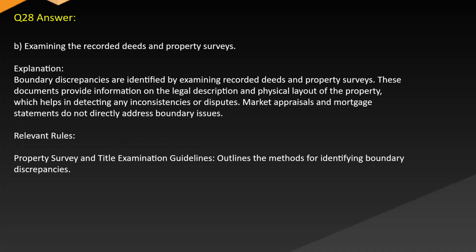Answer: B. Examining the recorded deeds and property surveys. Explanation: boundary discrepancies are identified by examining recorded deeds and property surveys. These documents provide information on the legal description and physical layout of the property, which helps in detecting any inconsistencies or disputes. Market appraisals and mortgage statements do not directly address boundary issues. Relevant rules. Property survey and title examination guidelines outline the methods for identifying boundary discrepancies.